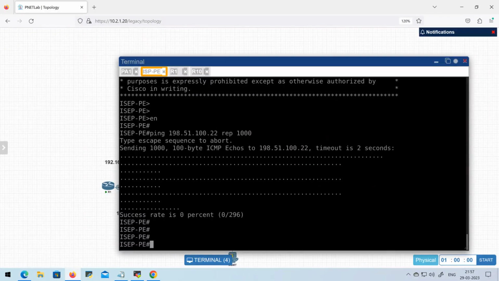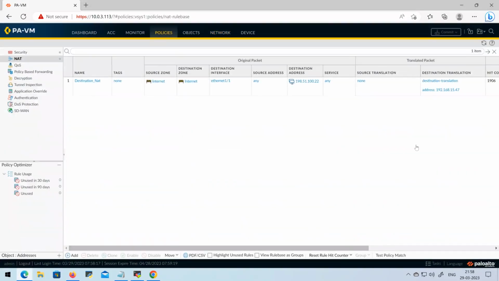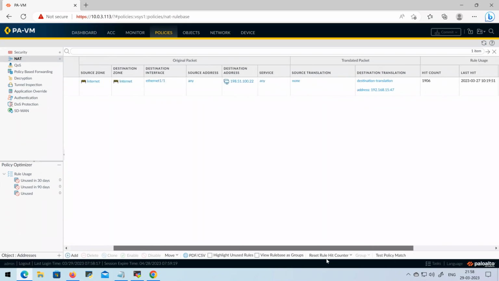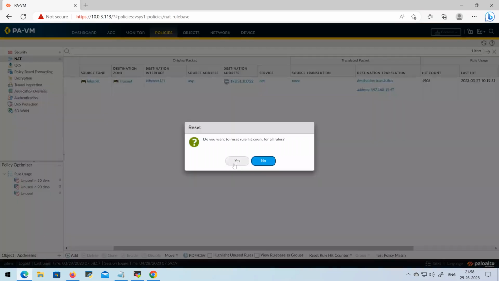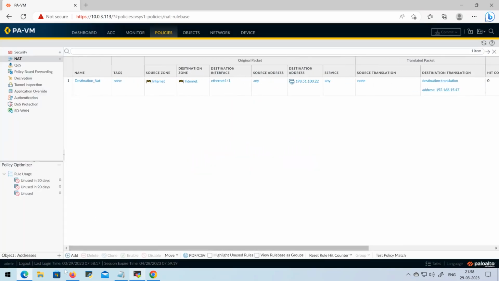So that means our NATing policy is not working, right? Our NATing policy is not at all working, and the hit count is also not increasing. That means our NATing is not in a functional state. See the hit count. Let me reset the hit count to 0 and try one more time.